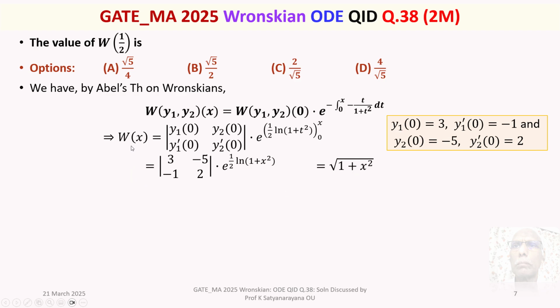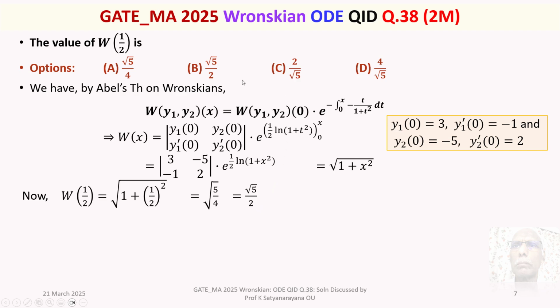So the Wronskian value we got, w of x, is equal to under the square root of 1 plus x square. We want the Wronskian value when x is equal to 1 by 2. Substitute here: under the square root of 1 plus 1 by 2 whole square, and that is equal to under the square root of 5 by 4, and that is root 5 by 2.